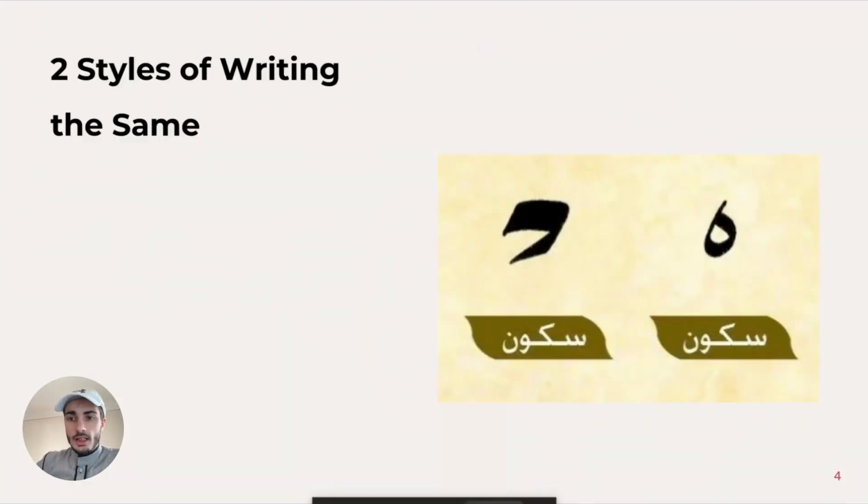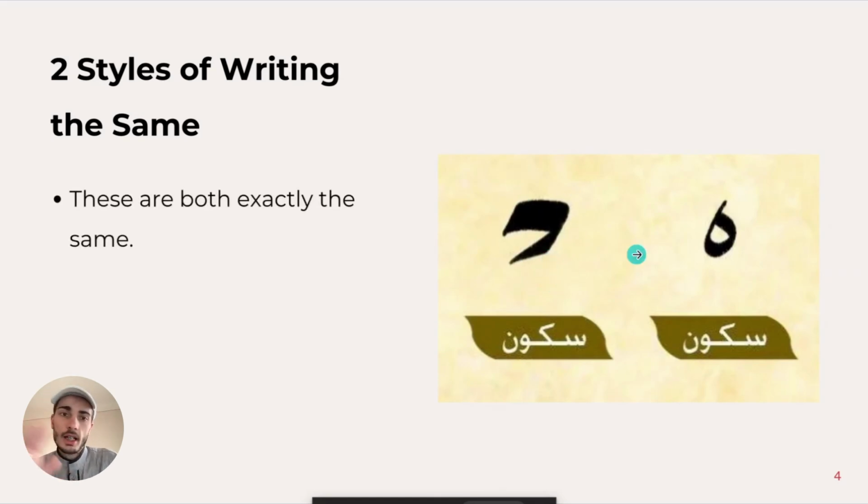Maybe you already noticed there are two kinds of sukoon, and they are exactly the same. Like a small ha here, you see on the right side, this is also sukoon, and the sukoon on this form. But the most common used in the Quran is the one on the left. And they are exactly the same thing.